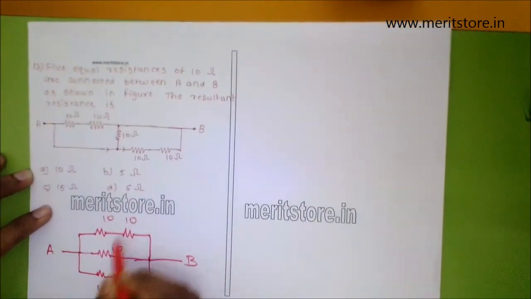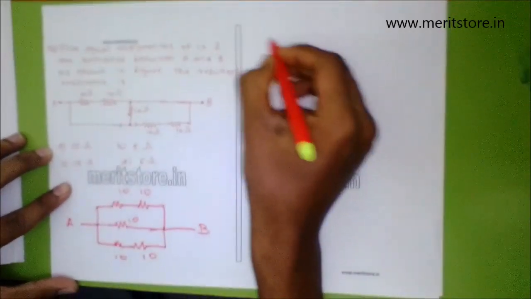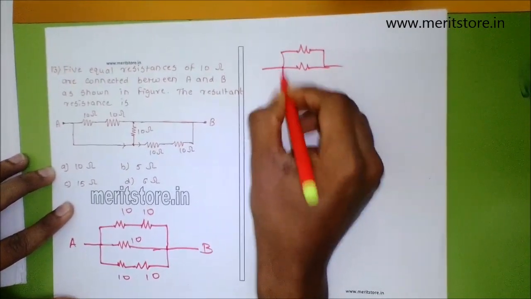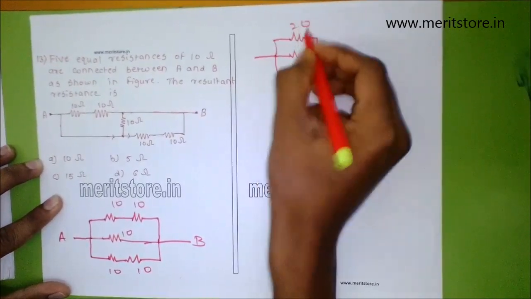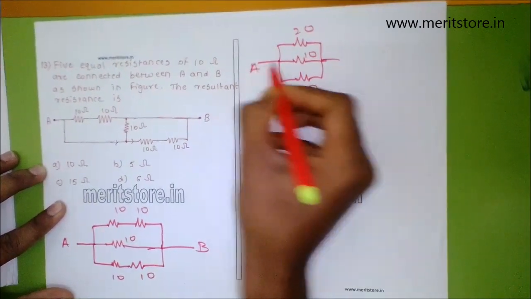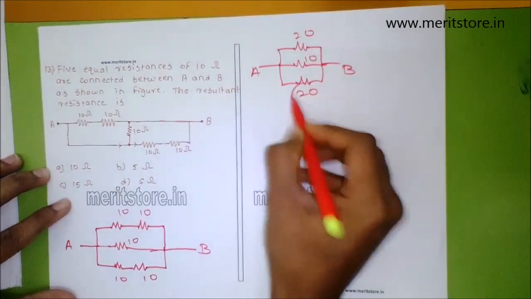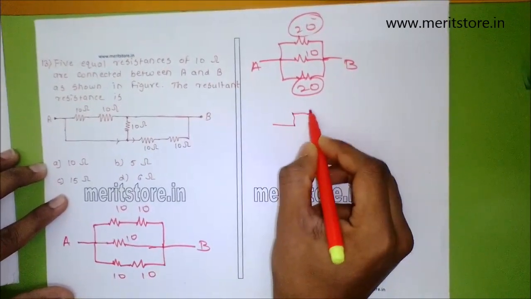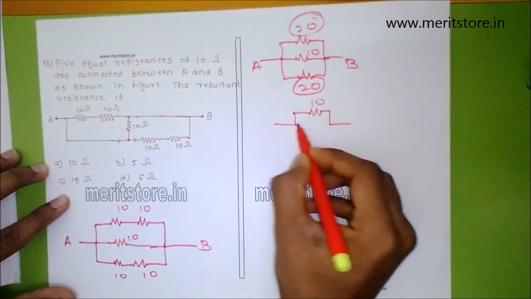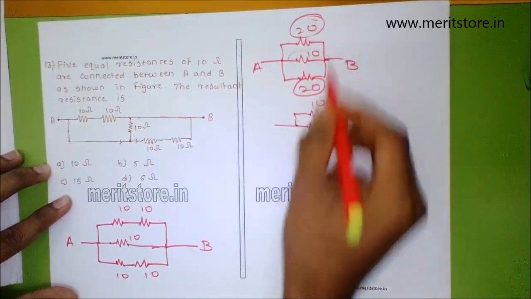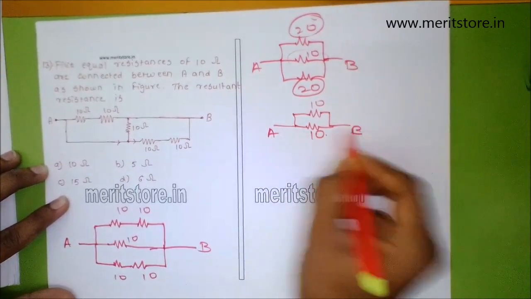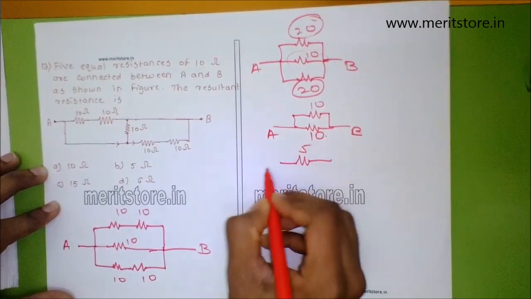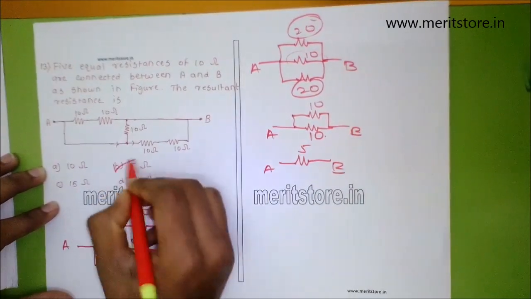Now further simplification can be done with these two resistances in series. So the simplified circuit would further look like 20 ohms, 10 ohms and 20 ohms between the points A and B. This 20 ohm and this 20 ohm can be combined in parallel to find an equivalent resistance of 10 ohms, and this 10 ohms is written as it is. Now these two 10 ohms are in parallel to each other, and hence the equivalent resistance would be 5 ohms. Hence option B is the correct answer.